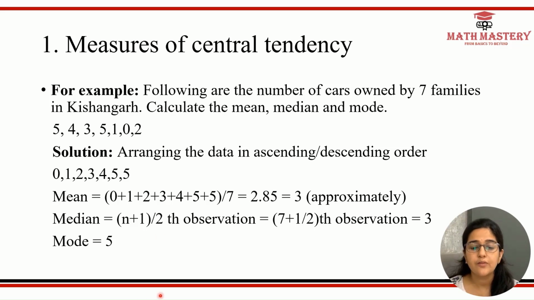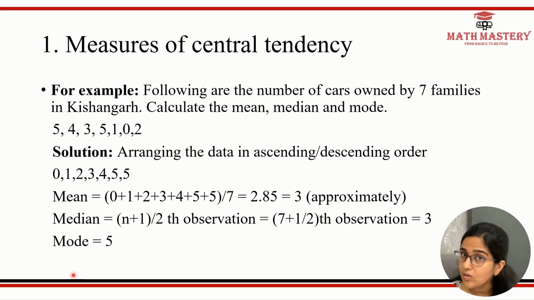So what do we infer from this? You see that what we had was a series of data. What we have got is just one measure. Mean is one measure which is equal to 3, and similarly median and mode are just single values. This value helps to summarize the data. As you can see, the mean equal to 3 helps us to know that on an average 3 cars are owned by a family in Kishangarh. Similarly, we calculate median and mode.